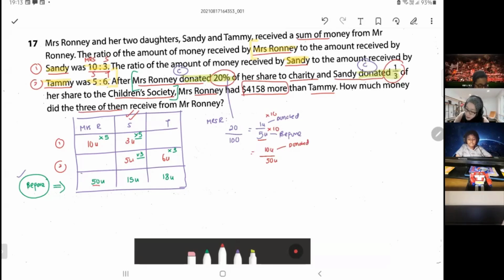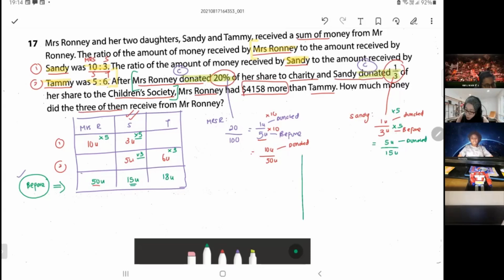Okay. This one, this is Sandy. Donated 1/3. Units. This is donated, and this is her before. So you look at Sandy before. She has 15 units here. Over here is 3. Again, not the same. So times 5 here and times 5 here equals 5 units over 15 units. So this is the donated part for Sandy. Here are all the information that you're going to plot out later on.